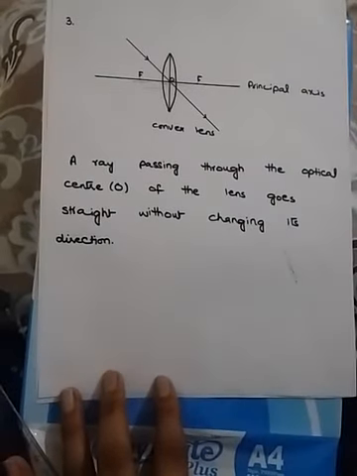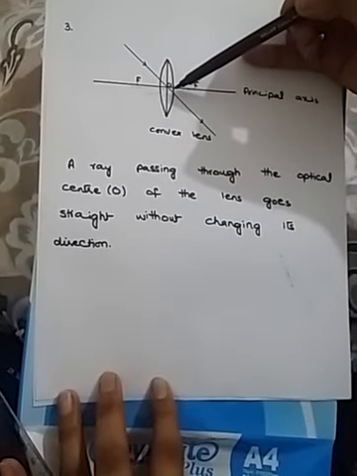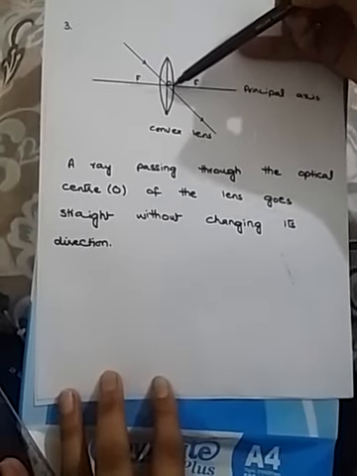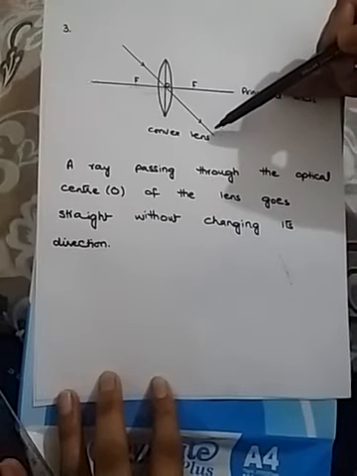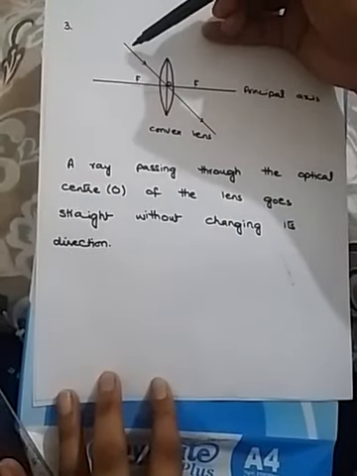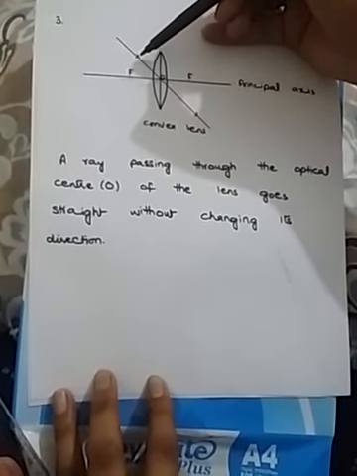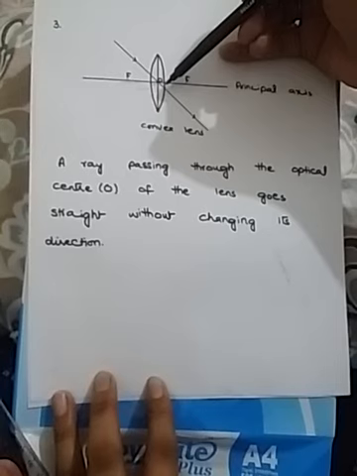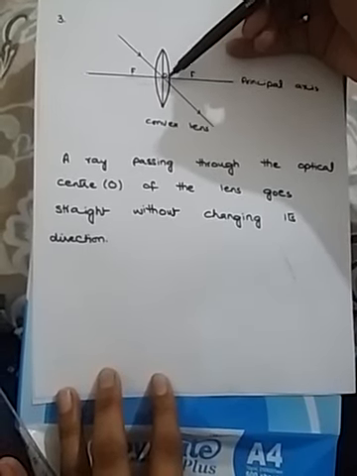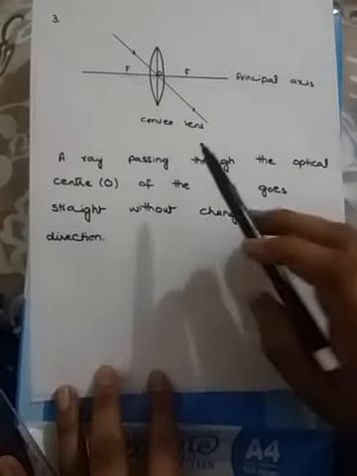Number three is a ray passing through the optical center of the lens goes straight without changing its direction. Okay, again, this is a ray. A ray passing through the optical center of the lens goes straight without changing its direction.